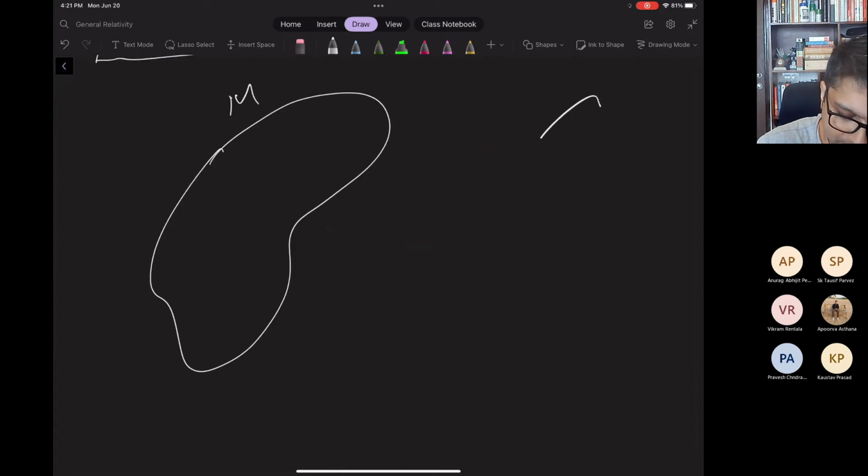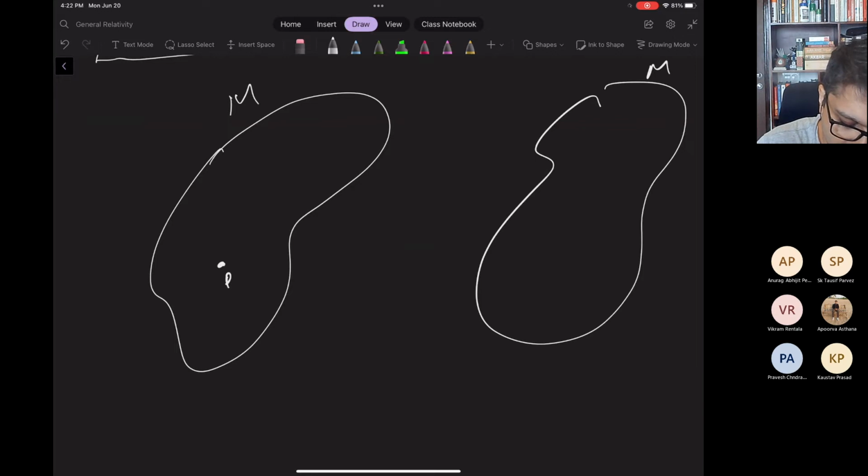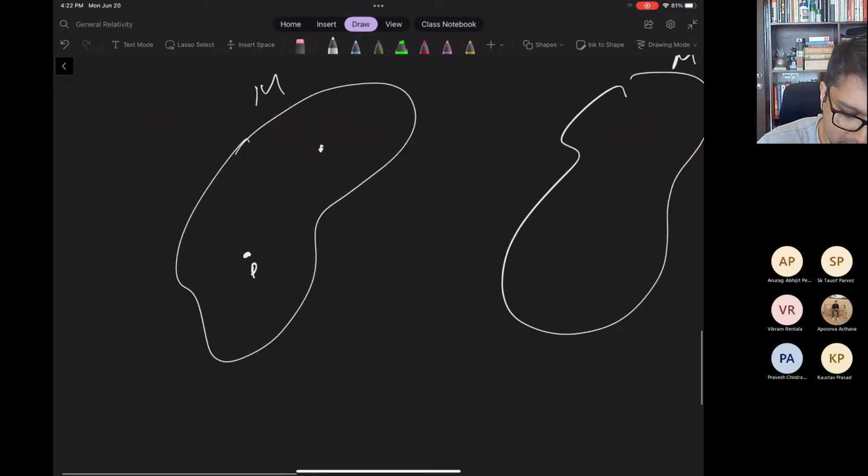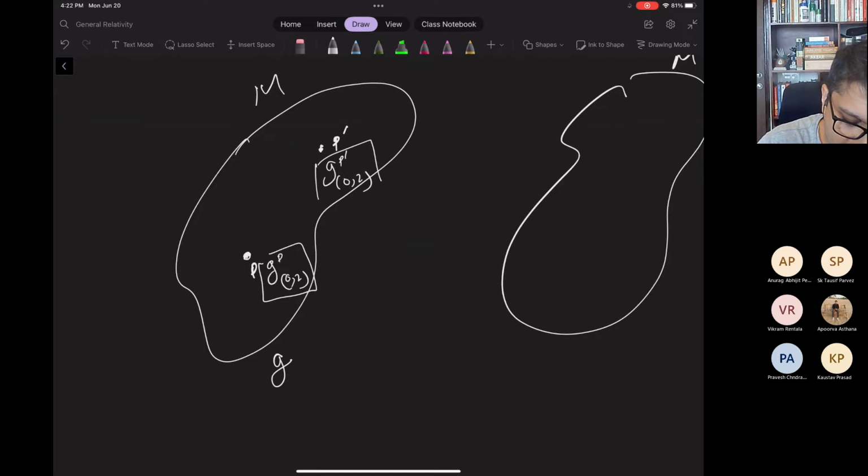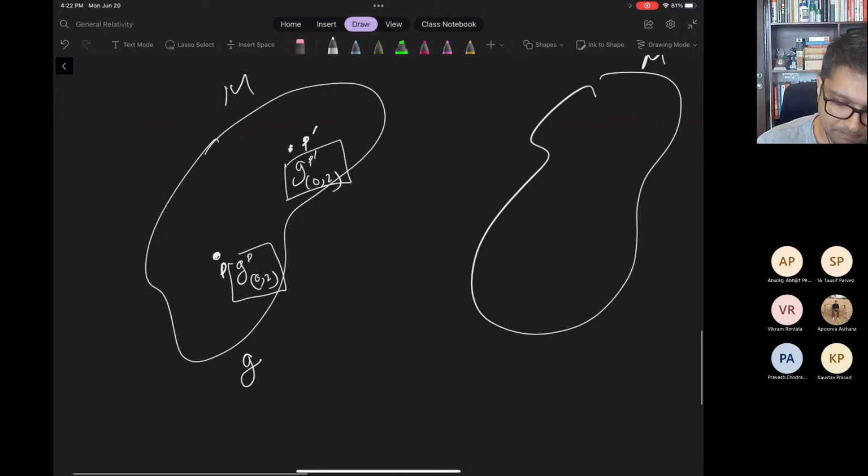So this is M. This is a copy of M. This is the point P, and now this is a point P prime. Over this entire space, I have a metric G, which means that at every point there is a tensor of type 0-2. So this is G at P of type 0-2, this is G at P prime of type 0-2. And again, these live in different tensor spaces, so this and this cannot be compared with each other because they live in different tensor spaces.